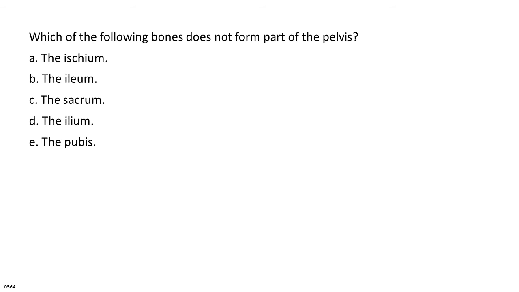Which of the following bones does not form part of the pelvis? A. The ischium. B. The ilium. C. The sacrum. D. The ileum. E. The pubis.